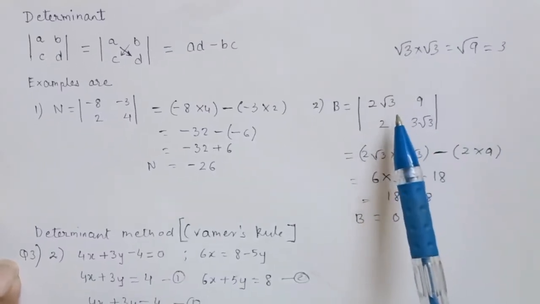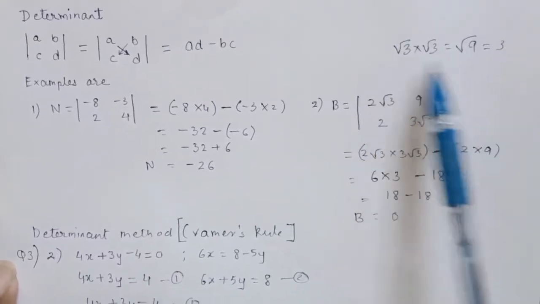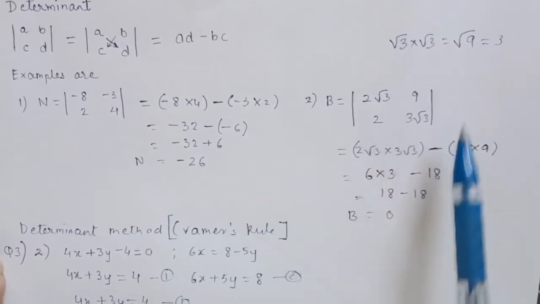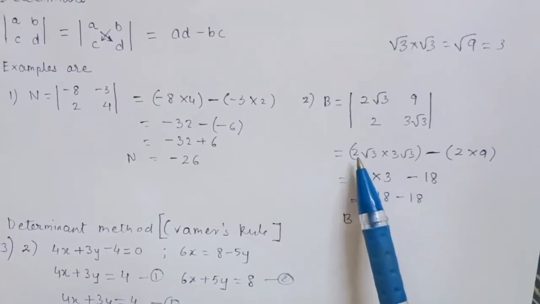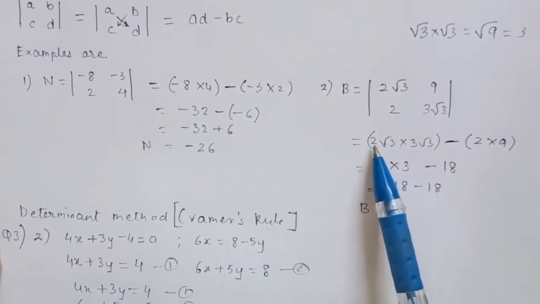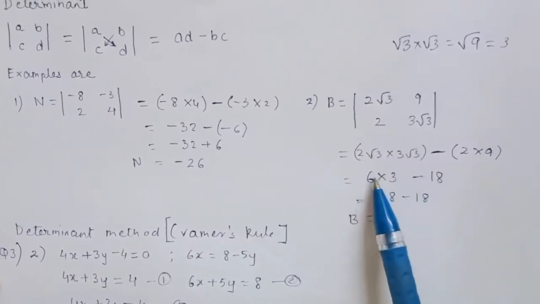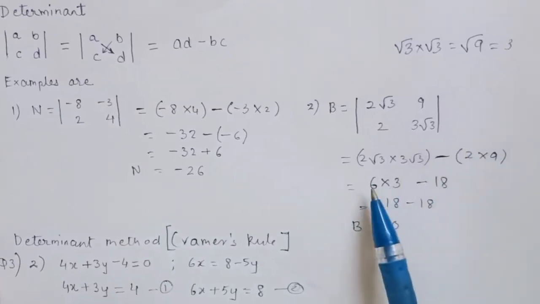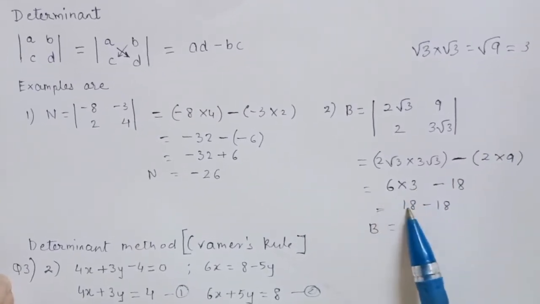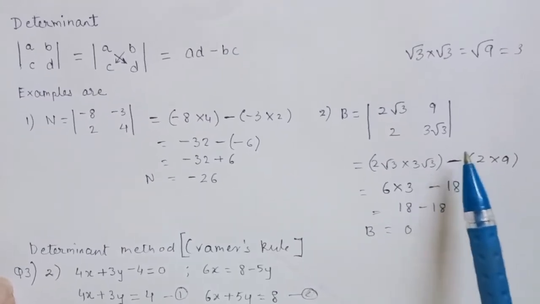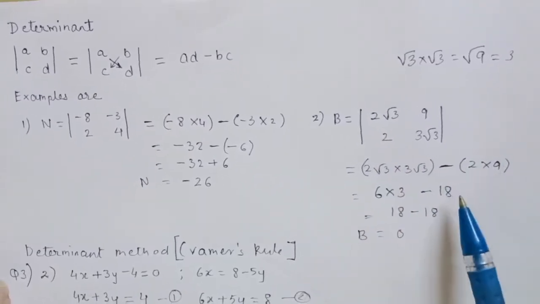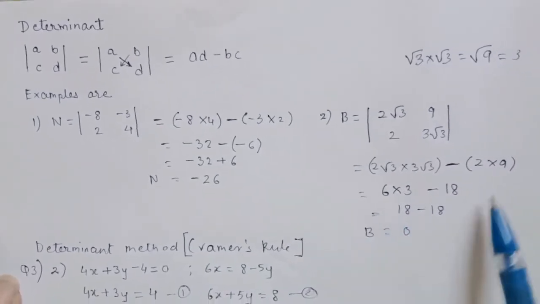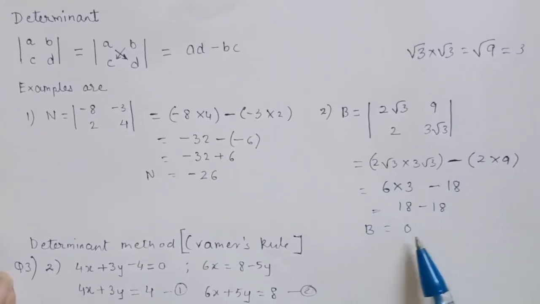So here we are in need, that's why I have first explained this. Now 2 root 3 into root 3 in first bracket minus 2 into 9 in second bracket. So multiplying the rationalizing factor, 2 into 3, 2 3s are 6, then root 3 into root 3 is 3. Here I have explained you. So 3 6s are 18 minus 2 into 9 in another bracket, 2 9s are 18 simply. So 18 minus 18 is 0. So in this way we found the value of B as 0.